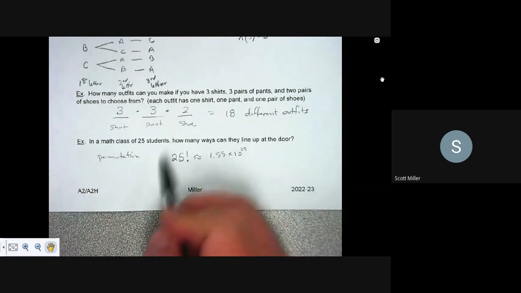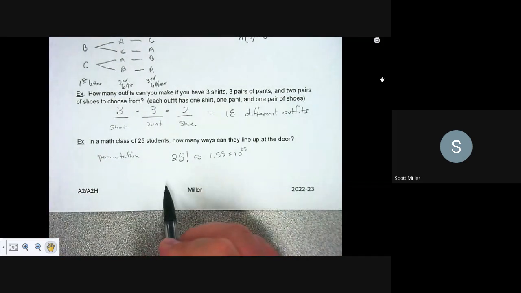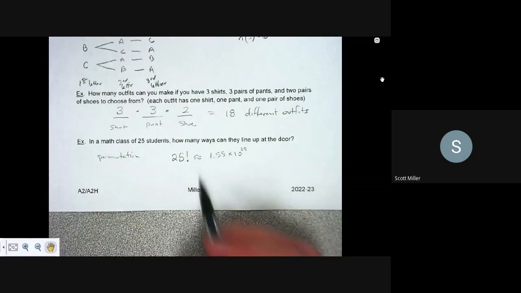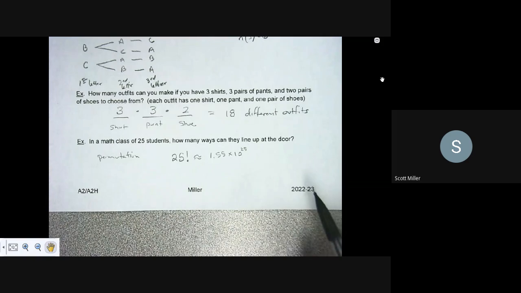So you can see there's no way we're going to be able to list all the different ways we can line somebody up at the door. I'm not going to try and write that many numbers in the sample space. It's too big. All right. So let's look at another example that I have.